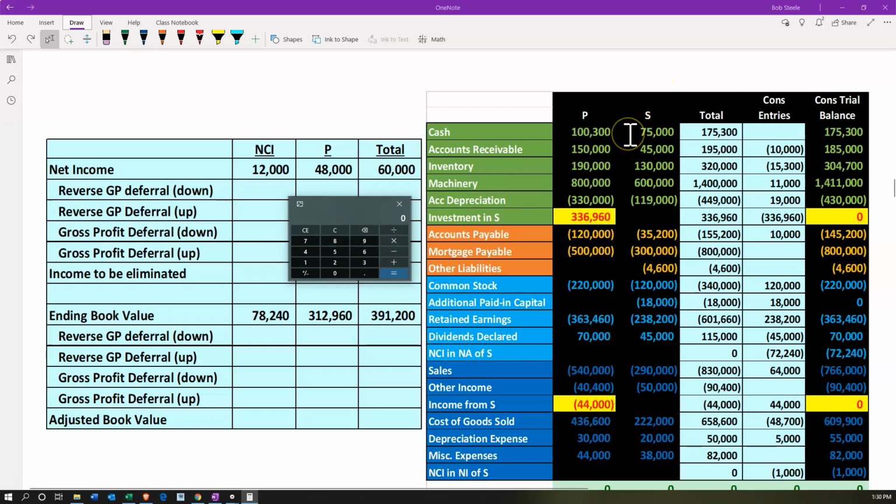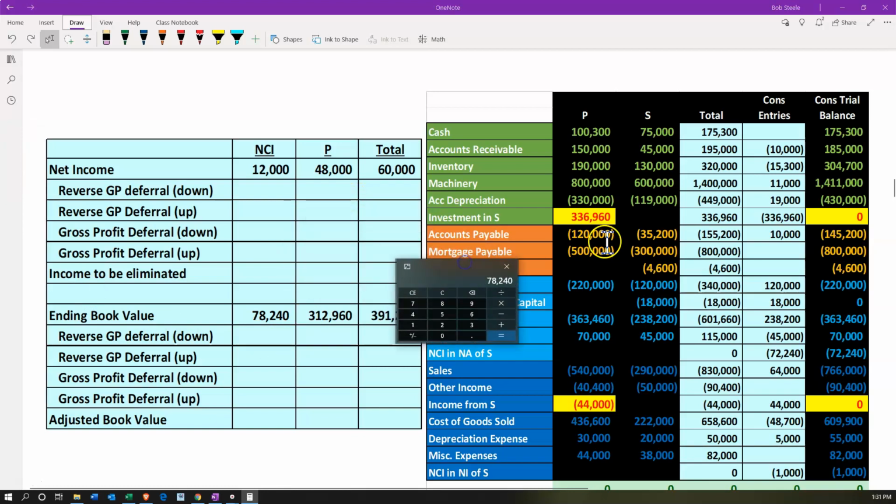So I'm just going to take the assets minus the liabilities, 75,000 plus the 45,000 plus the 130,000 plus the 600,000 minus the 119,000 minus the 35,200 minus the 300,000 minus the 46. And that is going to give us the 391,200, which I'm going to break out between the 80/20 times 0.8, and that's going to be the 312,960. If I took that 391,200 times 0.2, that's going to give us the 78,240.